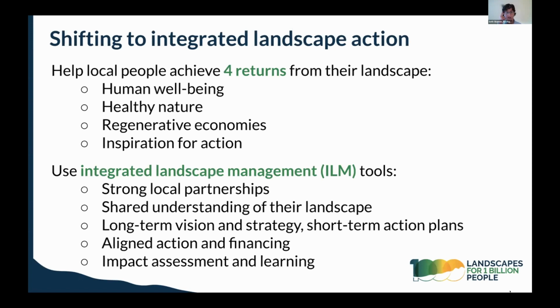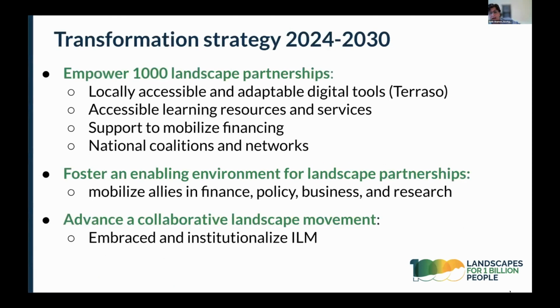Okay, next slide. So currently within 1000 Landscapes, we're in a design and testing phase, but we do know that moving to the future of a transformation strategy or a scaling strategy, we will be working to empower landscape partnerships to accelerate their operations and collaboratively implement action through access to locally adaptable digital tools on the Terrasso platform, ILM learning resources and services, national coalitions and networks, and support to mobilize financing through a landscape finance accelerator, which I'll mention more about in a moment.